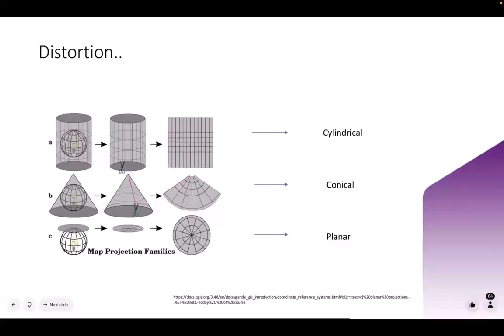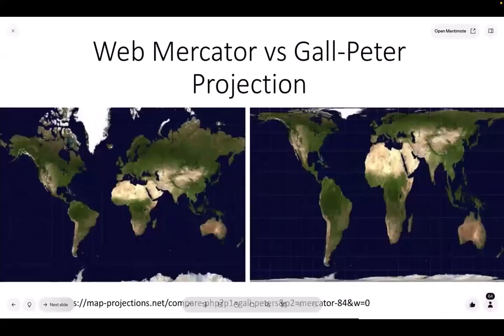Just to let you know that there are three kind of projection families known as the cylindrical, the conical, and the planar. Within each, there are quite literally hundreds to thousands of different types of projections, so there aren't just three or four. And they're of course not necessary to know. But here is an example of how the same maps can be distorted because of different projection methods. So let's have a quick look at this example.